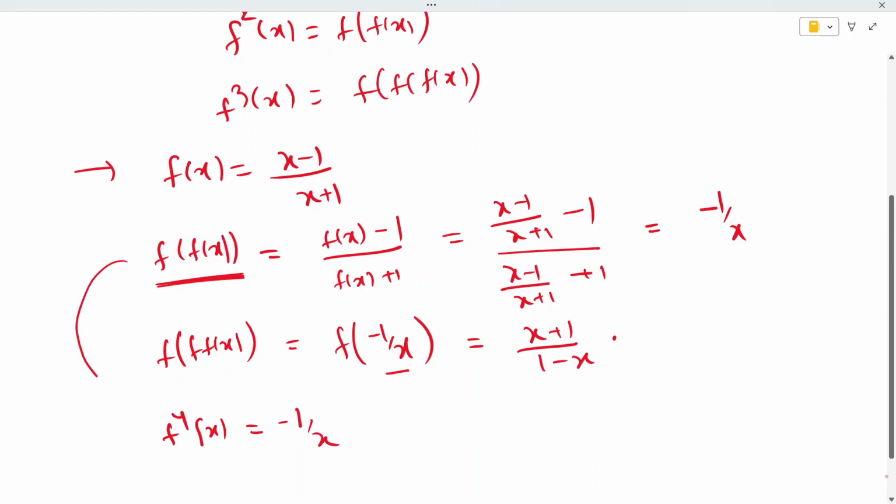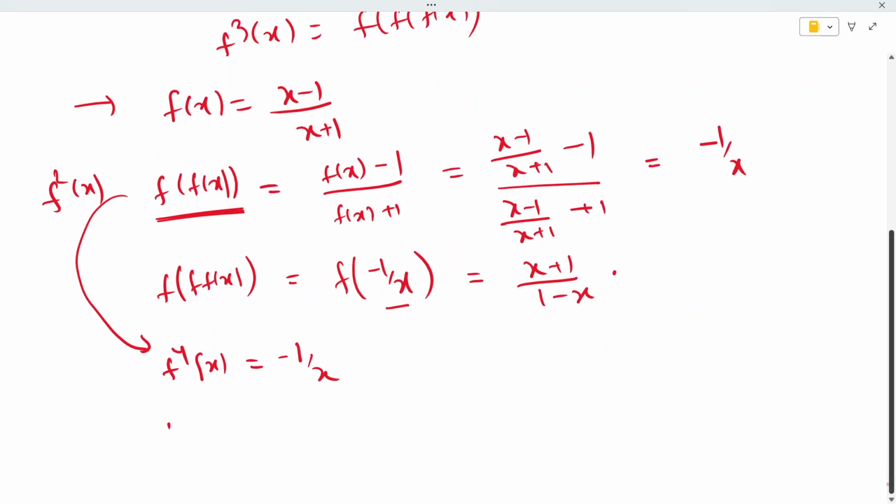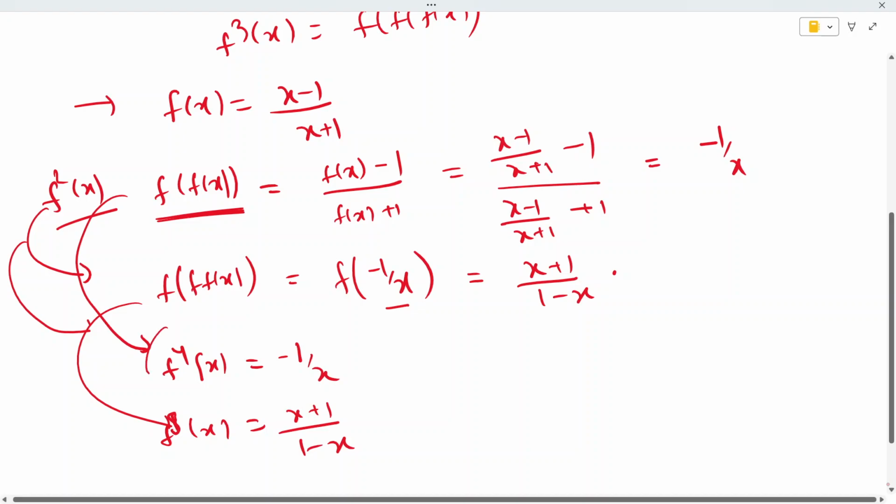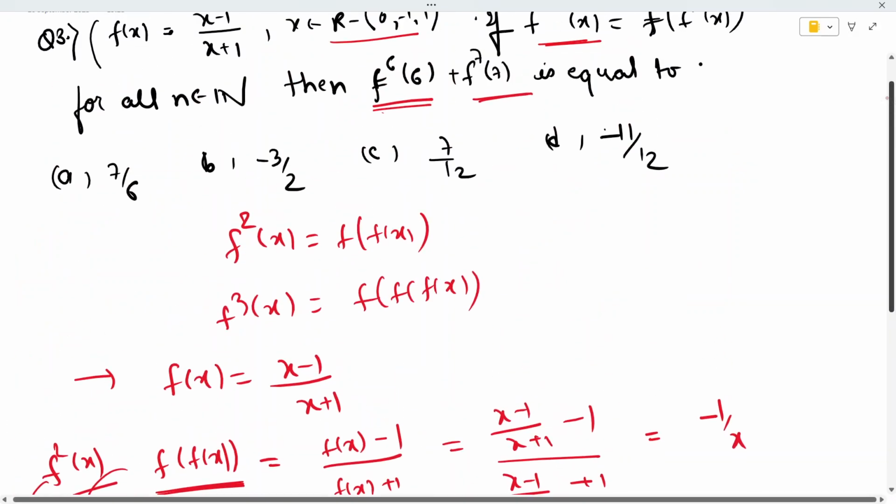It means even power you got 1 minus x. Okay, and odd power you got this function x plus 1 upon 1 minus x. This is clearly understood. When you got for f2 and f3, and when you substitute f4 is equal to, again you got this, then the odd power, the next term should be this. Okay, so you have to evaluate what?